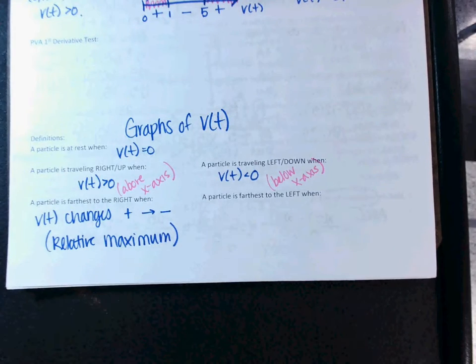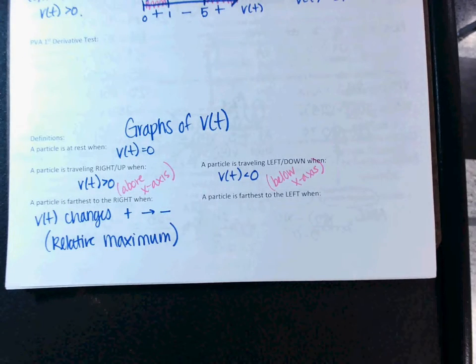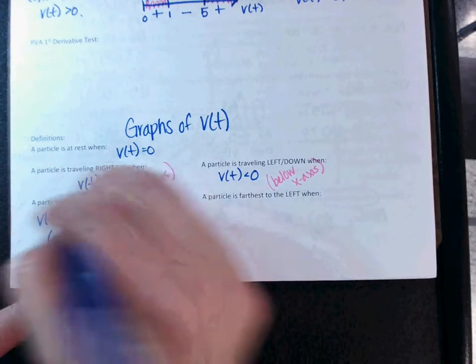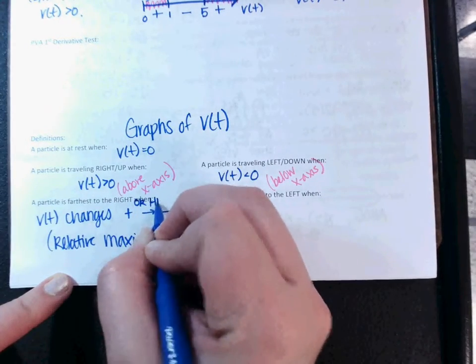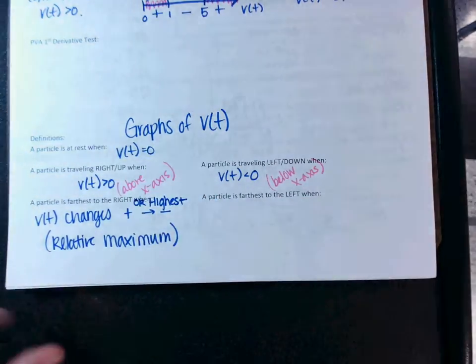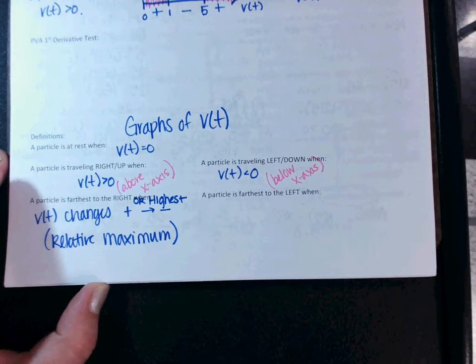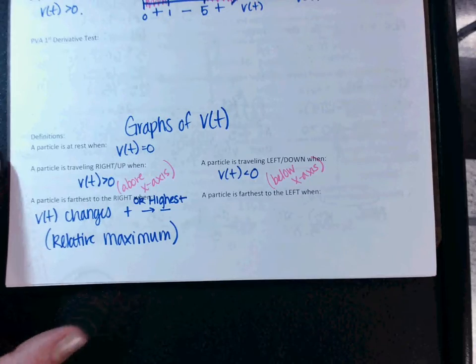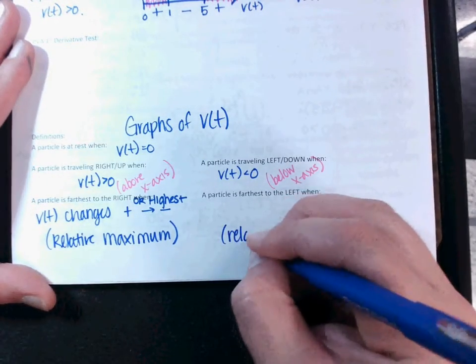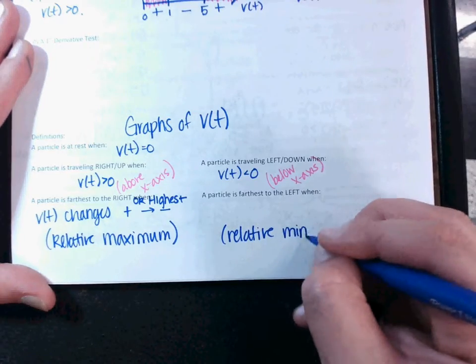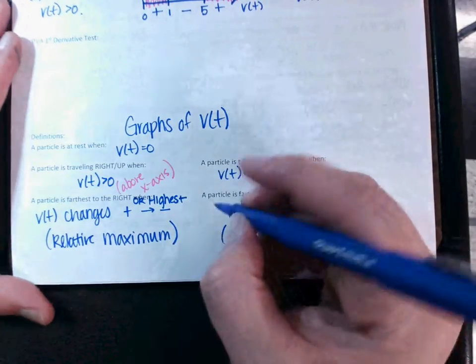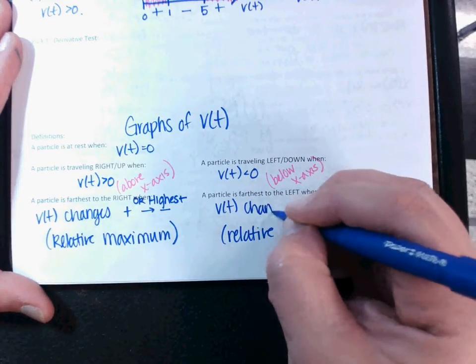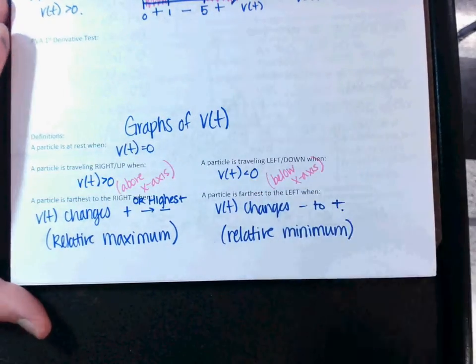Now, it could be the farthest to the right, because think about that's like forward, but it also could be a highest point. So if you want to address that here, I'm going to also put or highest. If something is thrown in the air, it's easy to be like, oh, I'm looking for a max. But the farthest to the right is usually where people are more like, what is farthest to the right? What about farthest to the left? That would be a relative minimum. And that would be when v of t changes how? Negative to positive. Very good.